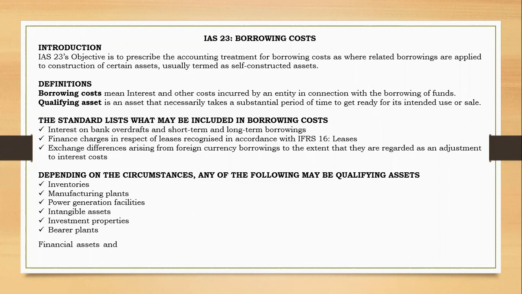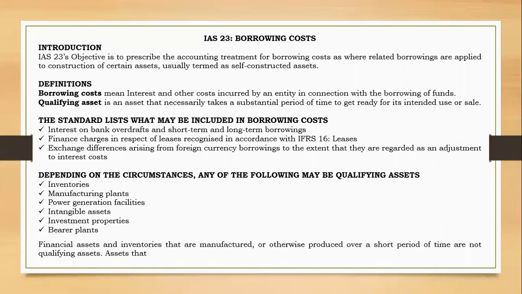So the point to note is that financial assets and inventories that are manufactured or otherwise produced over a short period of time are not qualifying assets. This point is very important, but also obvious. Up here, I called inventories qualifying assets, but down here they are not, because it is stated over a short period of time. If something is over a short period of time, even if you capitalize the interest, it will be very low, immaterial, so no need to waste your time.